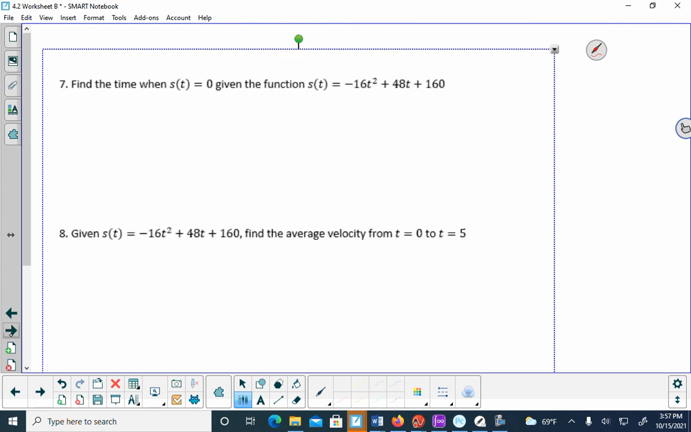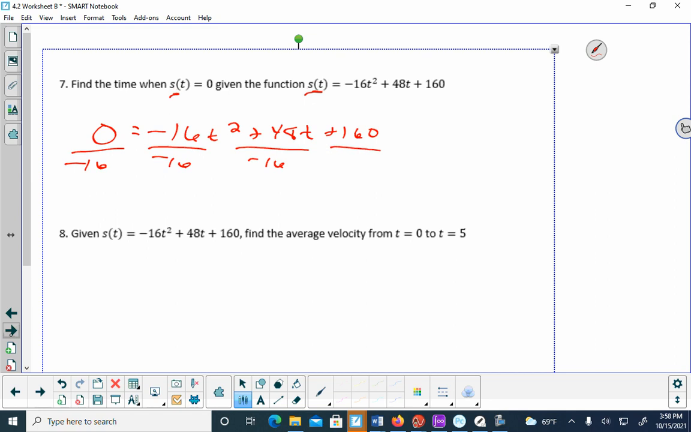Okay, number 7, it's asking to find the time when the position of the function is at 0. So in place of s of t, I want to put a 0 in there. So I'm going to have 0 is equal to negative 16t squared plus 48t plus 160. I'm going to divide everything by negative 16, because everything is divisible by negative 16. And when I do that, I'm going to get 0 is equal to t squared minus 3t minus 10.